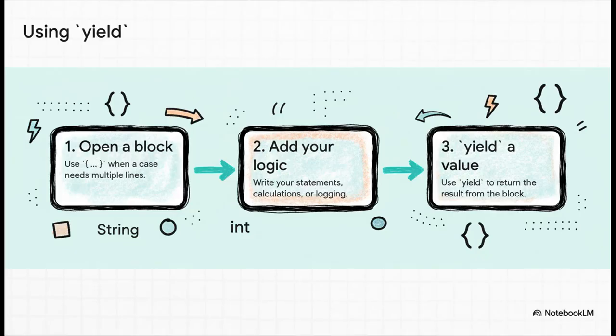Okay, so what if your logic for one case is a bit more complicated? Like you need more than just one line of code. That's where the yield keyword comes in. Just think of it like a return statement, but specifically for a case block. You just open up a block with curly braces, you do all your logic, and then you yield the final value you want to send back.